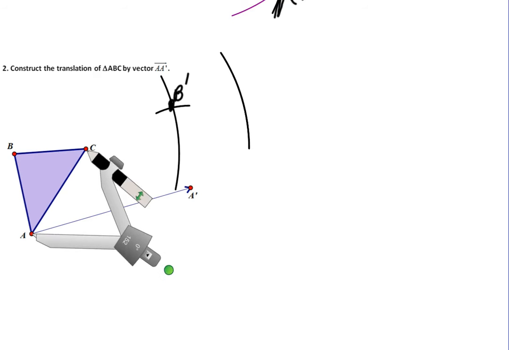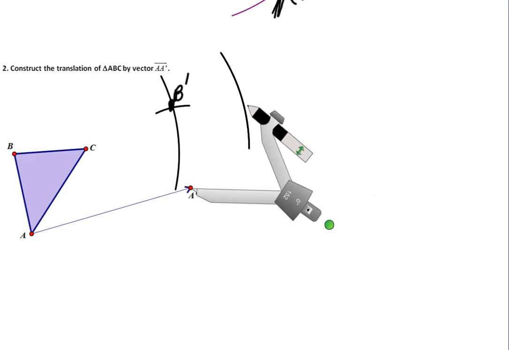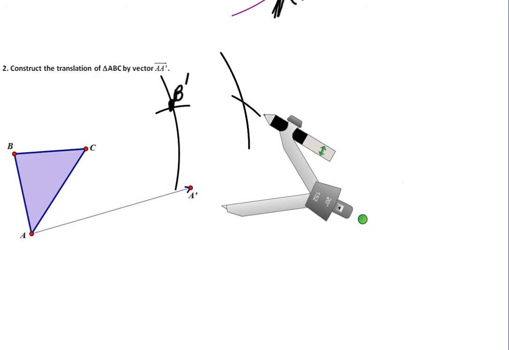All right, so now we are measuring from A to C. Slide this over to A prime and make an arc, crossing the other arc I made earlier. This is going to be C prime. Then I'm going to connect from A prime to B prime to C prime. Oops, I don't want to drag the point name. I want to make the segment. There we go. And then back to A prime.